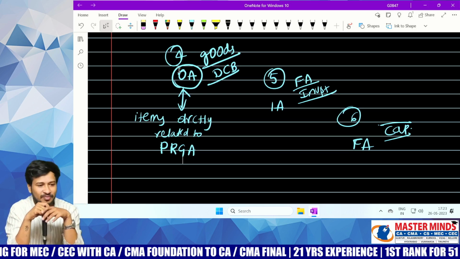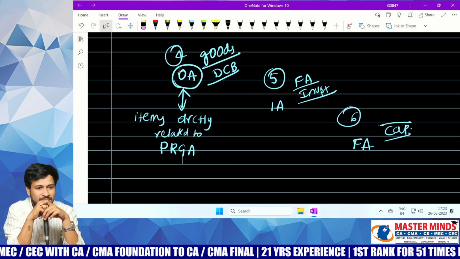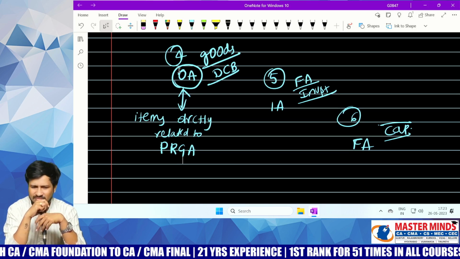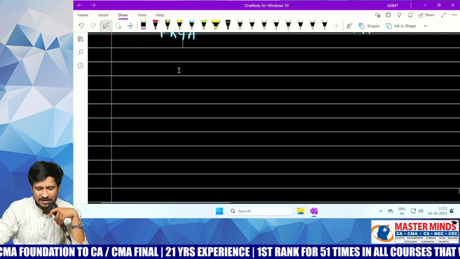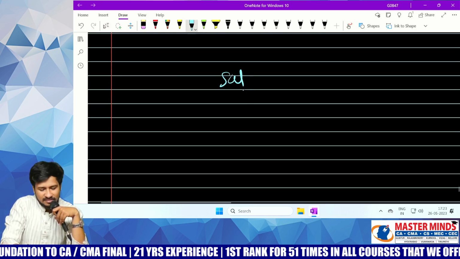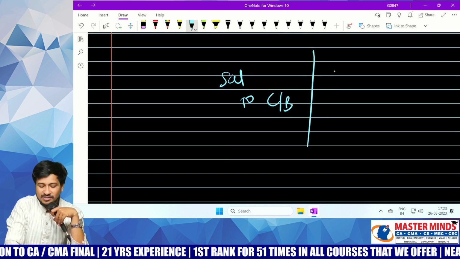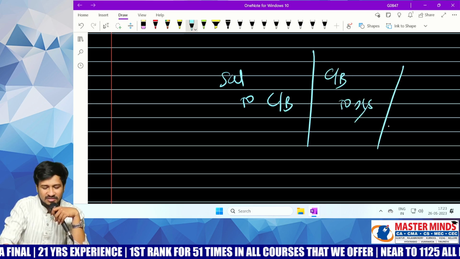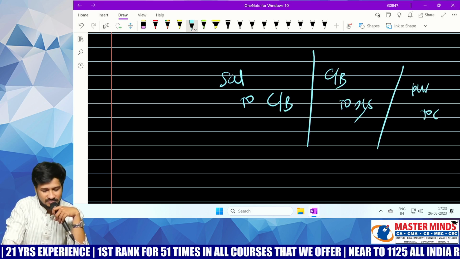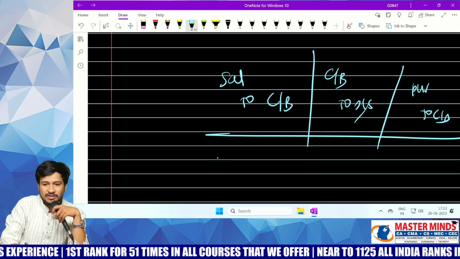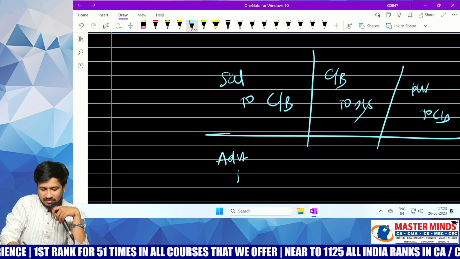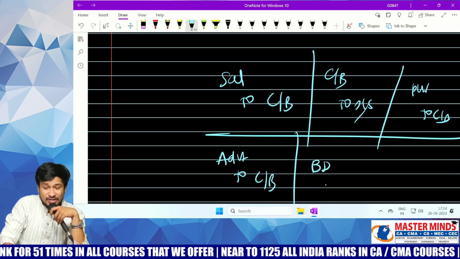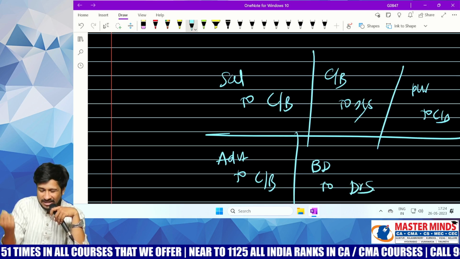Tell me the journal entry for bad debts. Bad debts to debtors. Correct or wrong? Salary paid, what is the journal entry? Salary to sales, what is the journal entry? Purchases, what is the journal entry? Advertisement, what is the journal entry? What is the entry for bad debts? Bad debts to? Check out the difference.